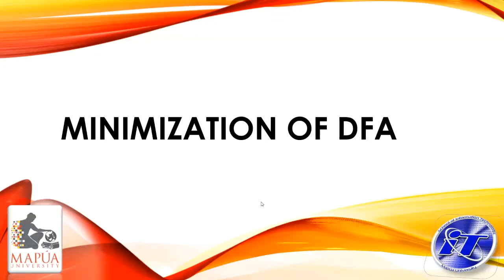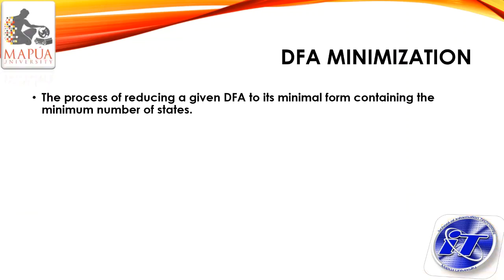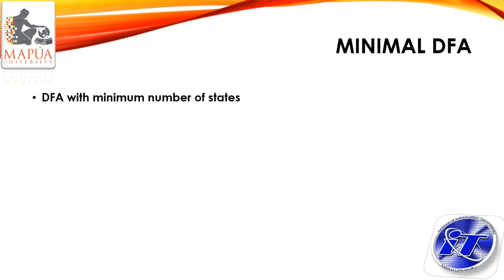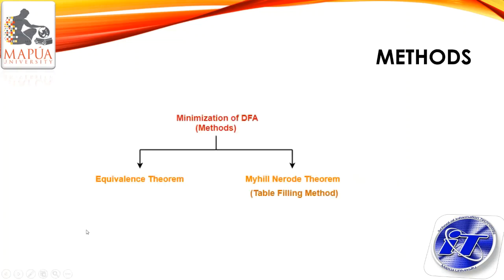Let's continue our discussion about minimization of DFA. Minimization of DFA is the act of minimizing our DFA from a large number of states to a minimum number of states. When we say minimal DFA, it means we have already reduced the DFA to its minimum number of states. To get the minimal DFA, we have two ways: the equivalence theorem, and the Myhill-Nerode theorem or table filling method. But in this video lecture, we're going to focus on the equivalence theorem.